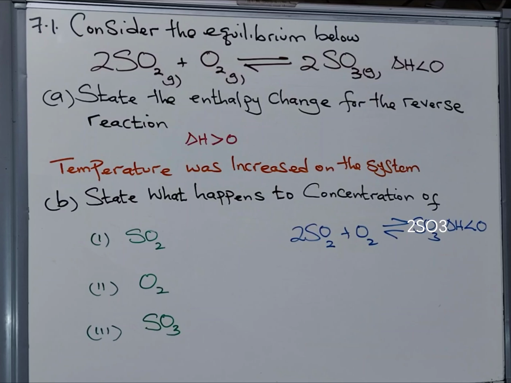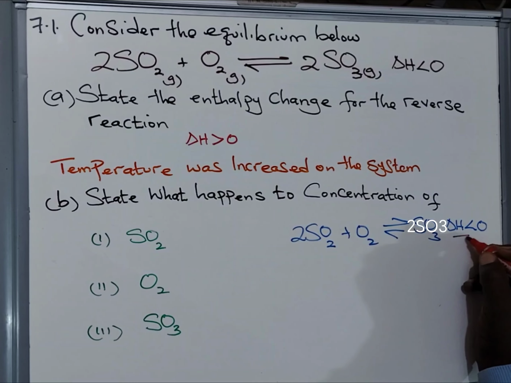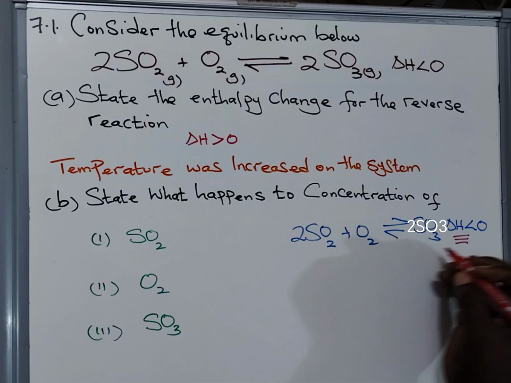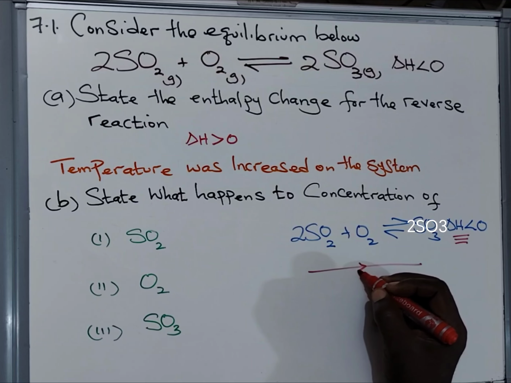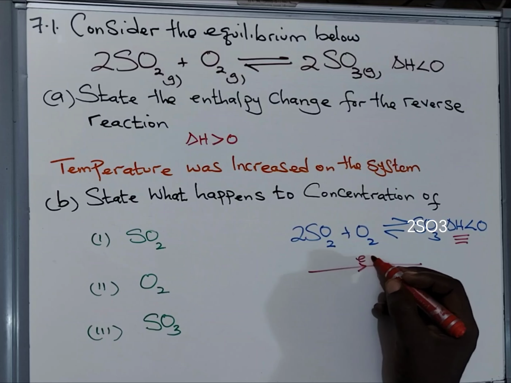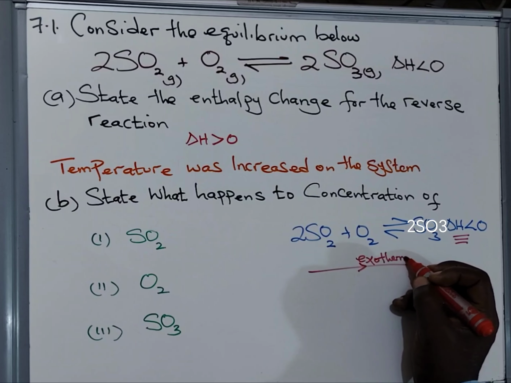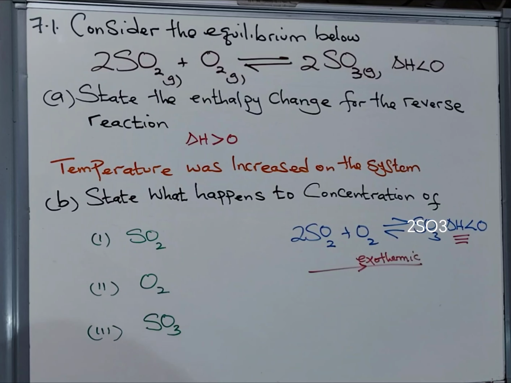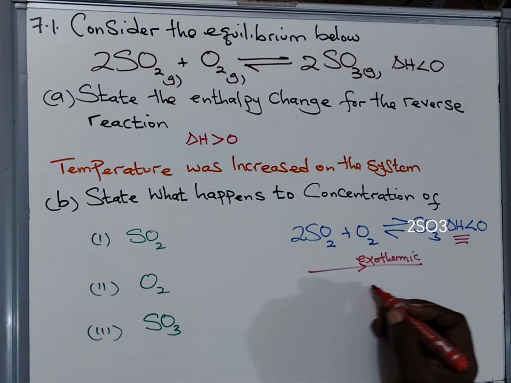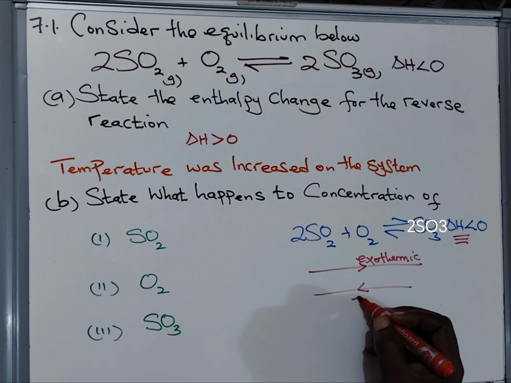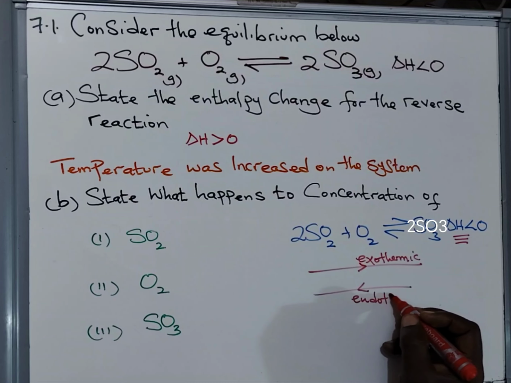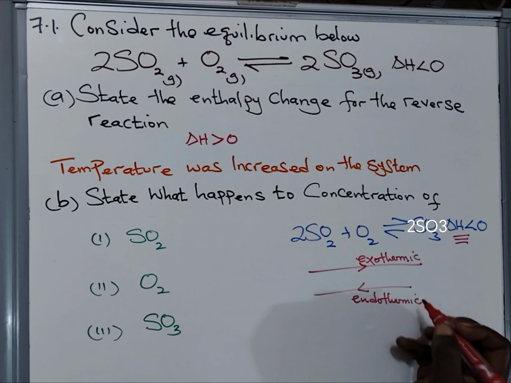Now I need you to know that this so-called enthalpy change or heat of reaction is always for the forward. So, in other words, forward reaction is exothermic. Less than 0 means exothermic. And what does that mean? That the reverse is endothermic.